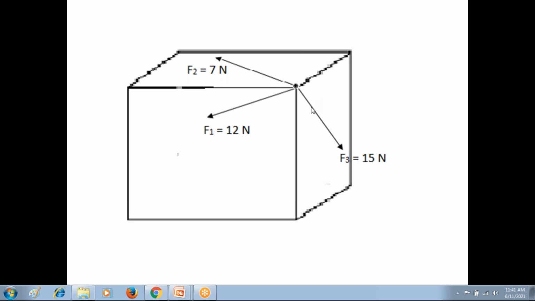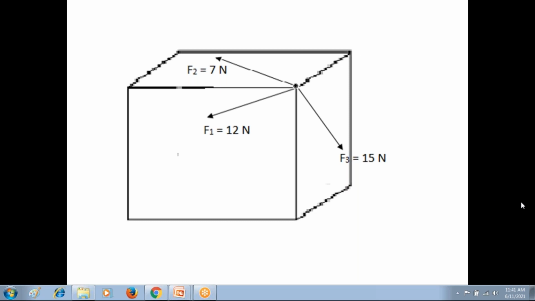But check the point of application. All three forces are acting at the same point. Even though the forces are non-coplanar, all forces are acting at the same point, so we call this force system a non-coplanar concurrent force system. That is the meaning of this non-coplanar concurrent force system. If the forces' lines of action lie on different planes but pass through the same point of application, we call that force system a non-coplanar concurrent force system.